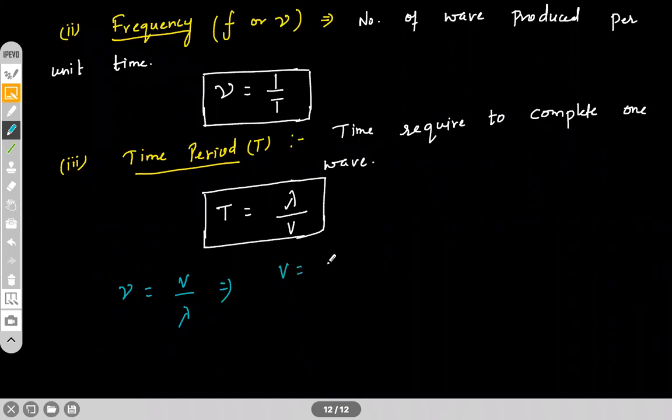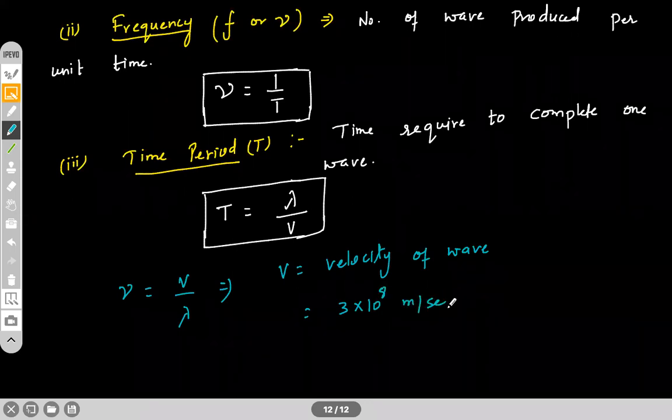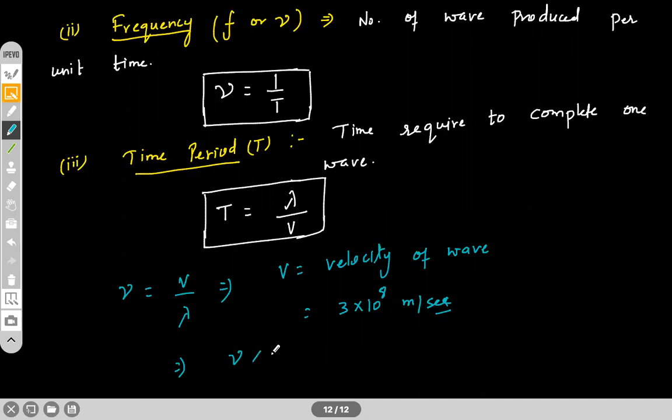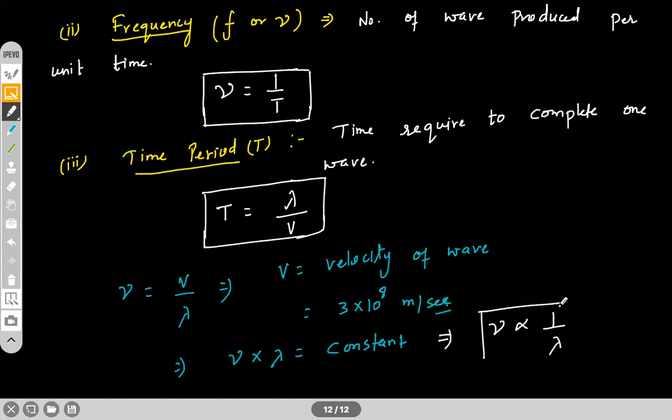Here v is the velocity of the wave. Generally it is the speed of light, that is what we use, so it is 3 into 10 to the power 8 meter per second. So this is constant. So we can write the frequency into wavelength is constant for this electromagnetic wave. Hence, we can conclude that frequency and wavelength for an electromagnetic wave are inversely proportional.